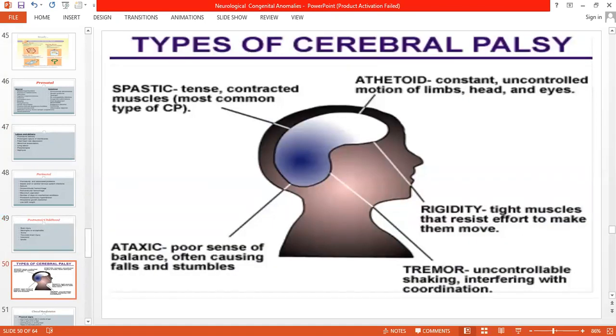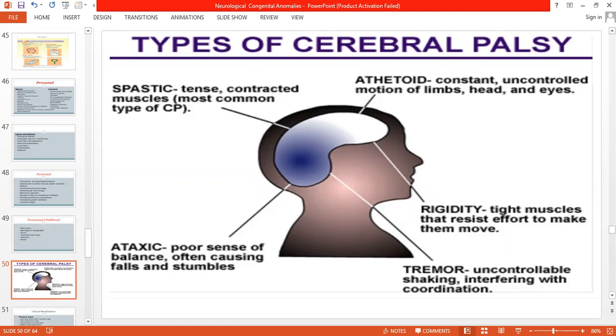And how will these patients present? The spastic one, the athetoid one, the ataxic one, the rigidity and tremor. Each of these terms is explained. The spastic type of cerebral palsy: these are tense, contracted muscles, the most common type of cerebral palsy.